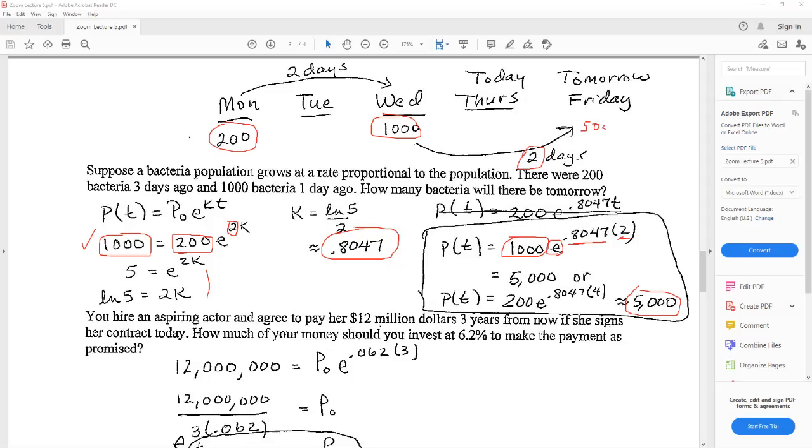Now, some of you may be asking, is there not another way we could have figured this out? The answer is yes. There are various ways to figure this out. To me, at the time, this seemed to be the simplest. Could you start with 200 as your initial value, and you would have to count 1, 2, 3, 4 days? You could do that, and you will get pretty much the same thing, very close to 5,000.